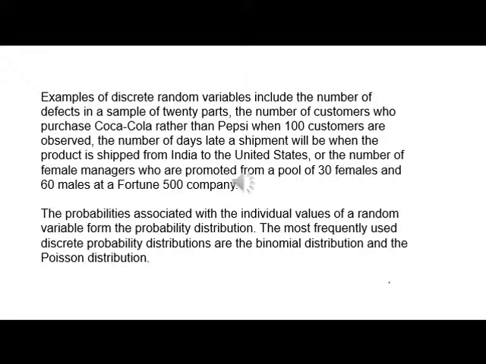The probabilities associated with the individual values of a random variable form the probability distribution. The most frequently used discrete probability distributions are the binomial distribution and the Poisson distribution.